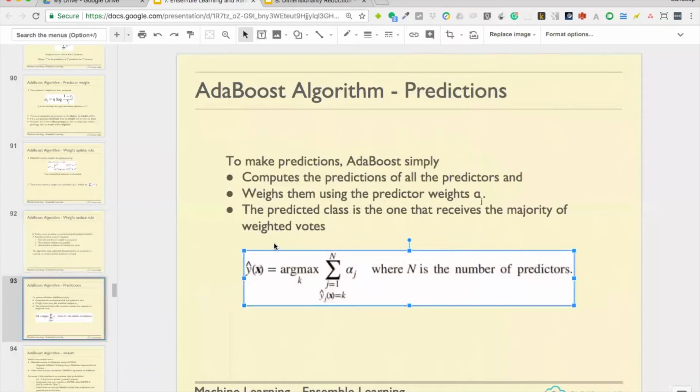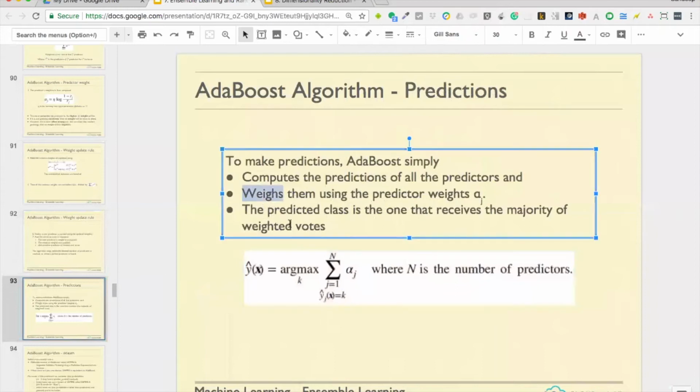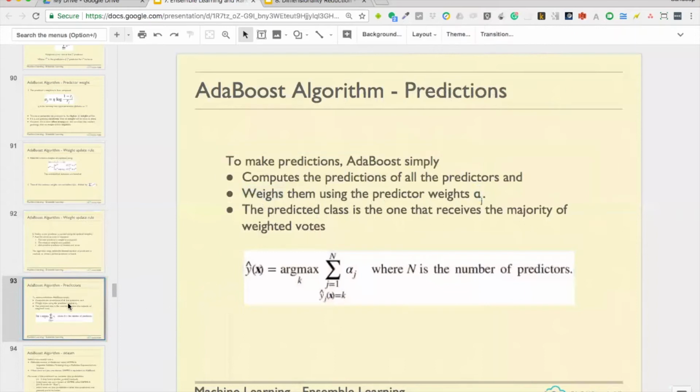So here the term that's a little unclear is how we are computing alpha j and how we are weighing them. All right, we'll continue from here after the break, and then we'll move on to gradient boost and continue with PCA.